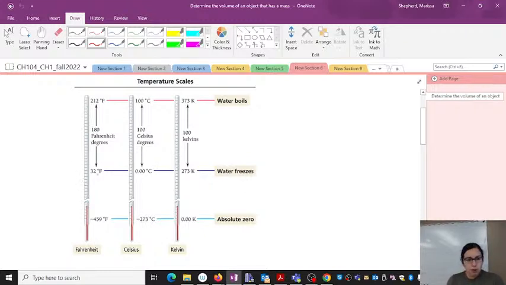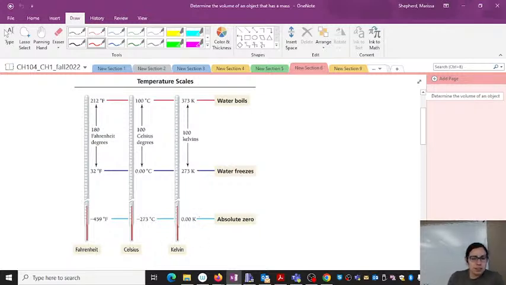You probably know water freezes at 32 degrees Fahrenheit. What's nice about the Celsius scale is they wanted to make easy numbers. So they set water freezing at 0 degrees Celsius, and water boils at 100 degrees Celsius, compared to 212 degrees Fahrenheit for water.